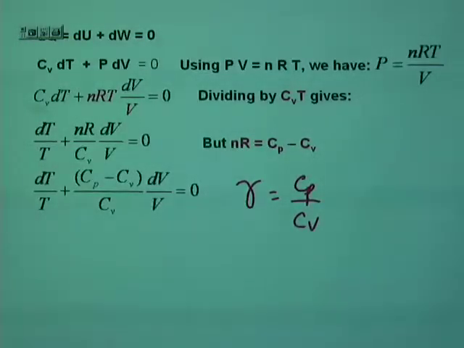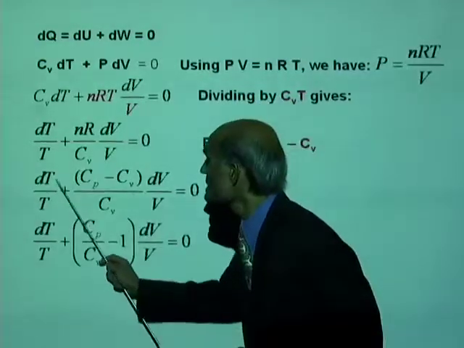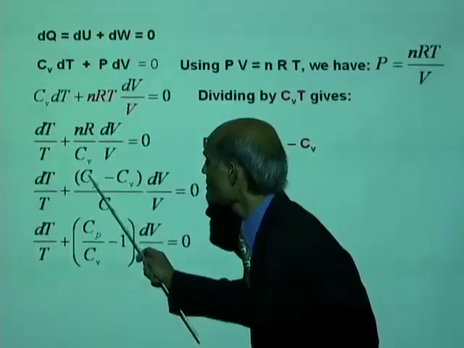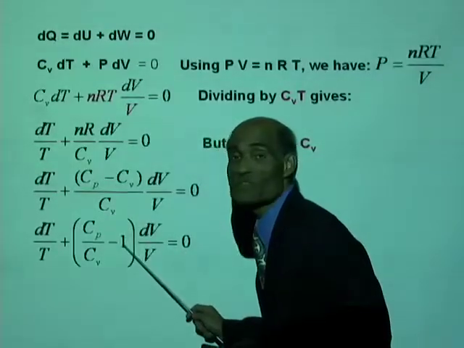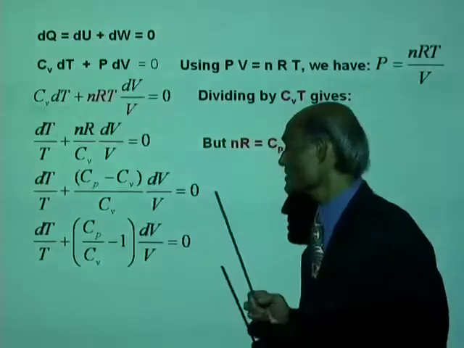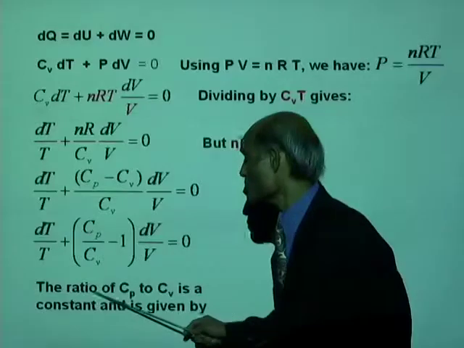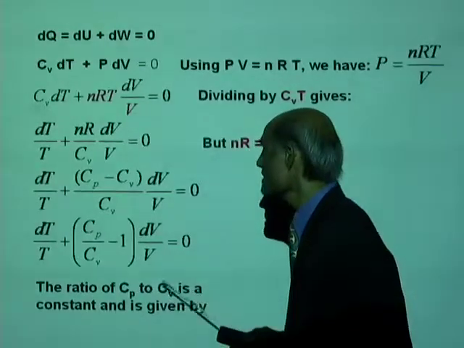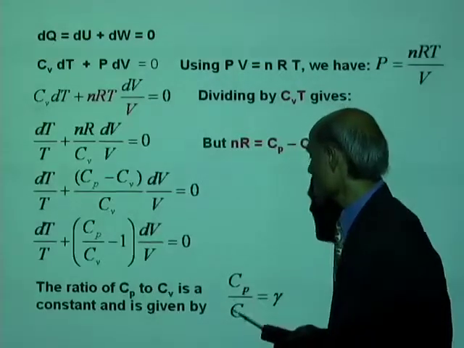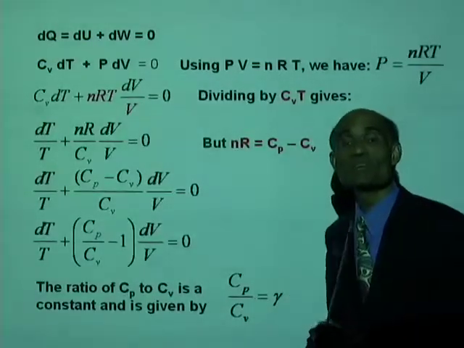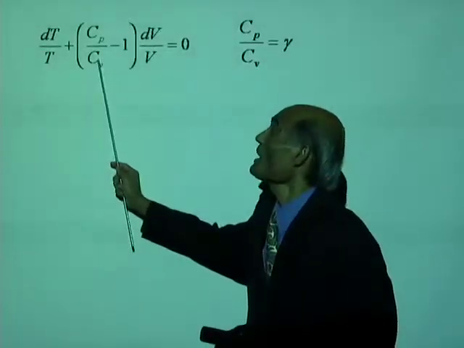Okay, let's do that now. So, simplify this. This will be dT over T plus Cp over Cv minus Cv over Cv, which is 1, times dV over V equal to 0. And the ratio of Cp to Cv is a constant and is denoted by Cp over Cv equal to gamma.